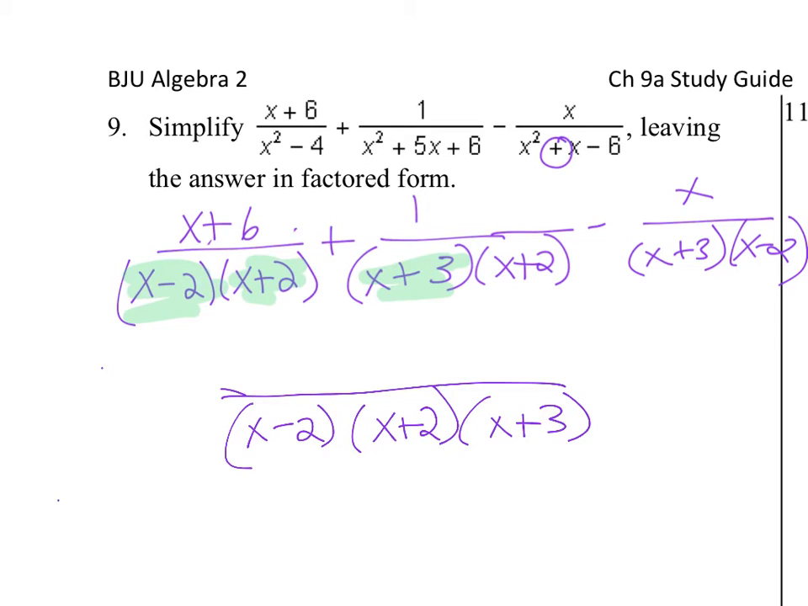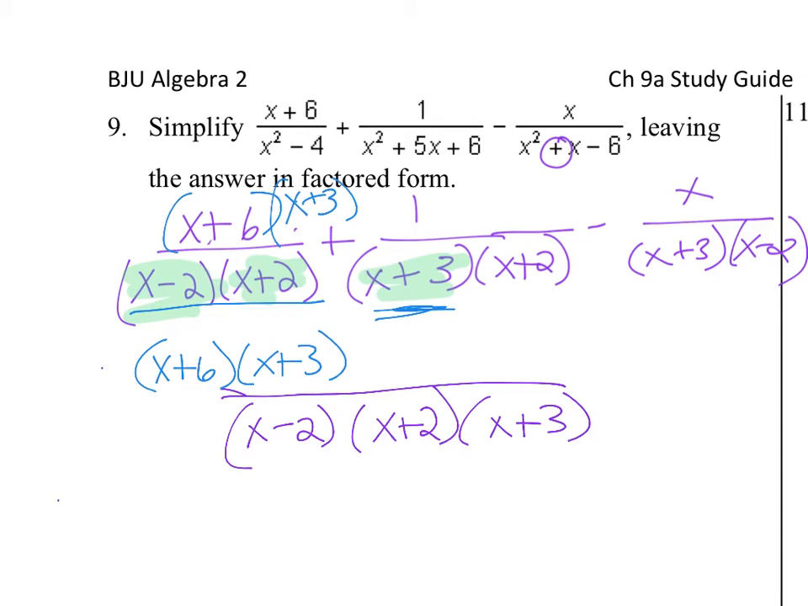All right. The x plus 6, my first term, I have the two 2's, but I still need an x plus 3. I need this x plus 3. So I'm going to multiply this by x plus 3. So I'm going to have down here x plus 6, x plus 3, plus. Now this second term has the x plus 3 and the x plus 2, but it's missing the x minus 2. So I multiply this times x minus 2. Well, I can just do that. It's times 1, so it doesn't matter. So it just becomes the x minus 2 again.